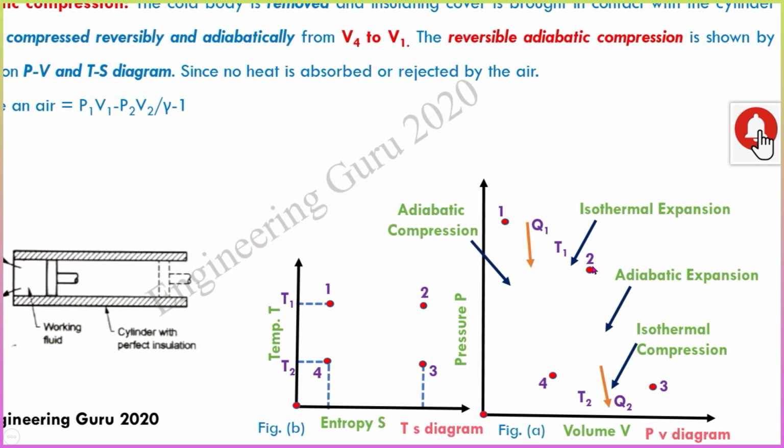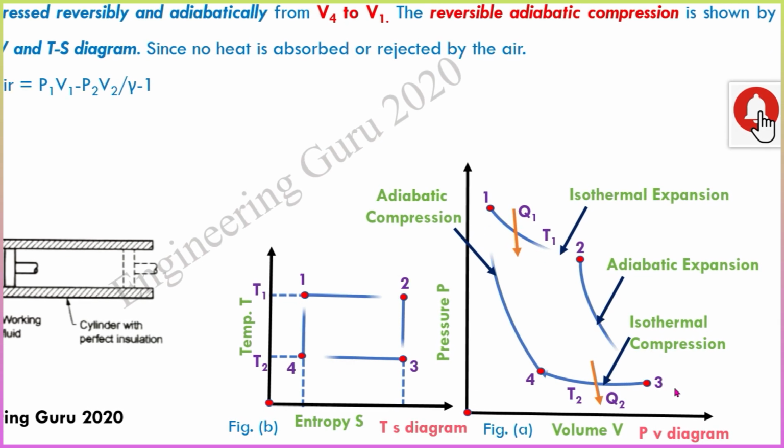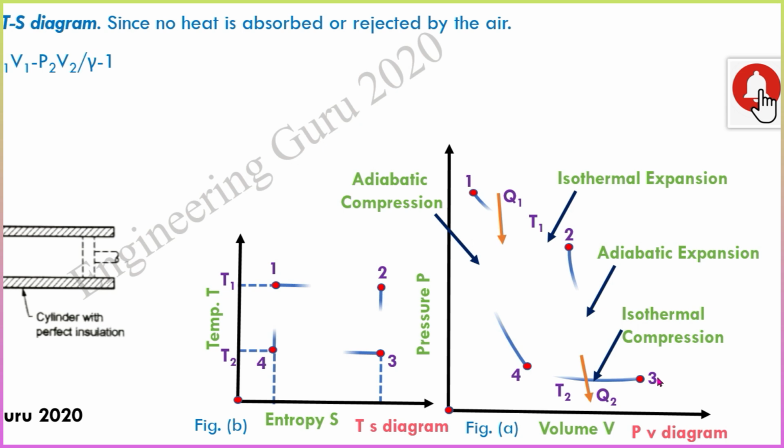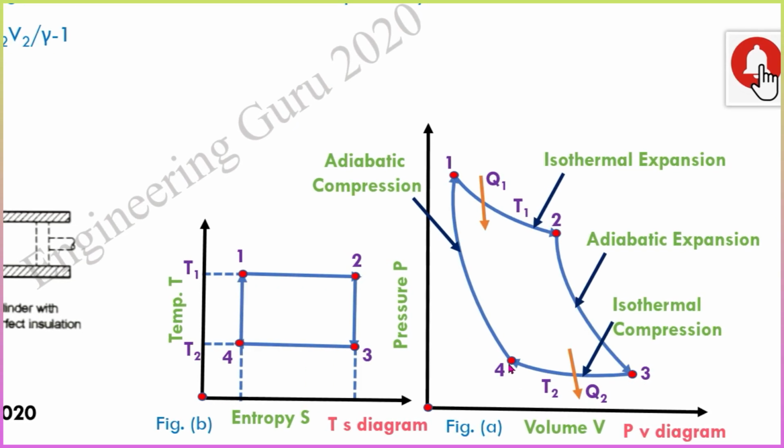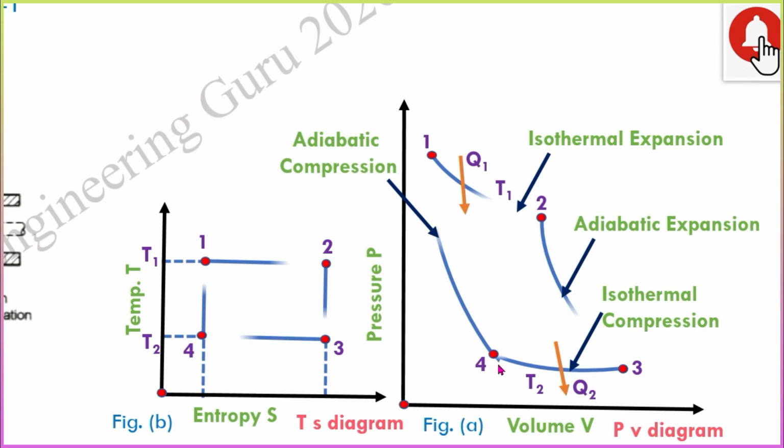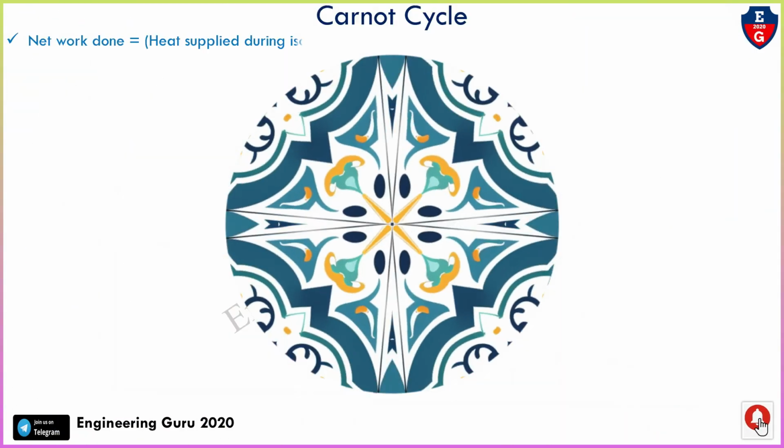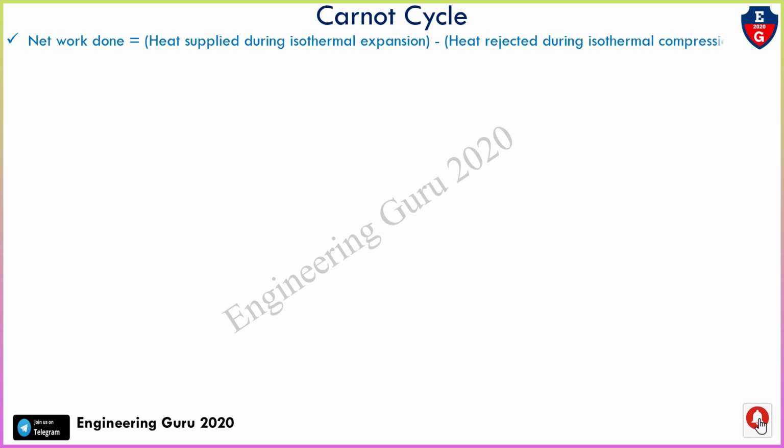During process 2-3 the volume goes from V2 to V3, then isothermal compression from V3 to V4, and finally adiabatic compression from V4 to V1. Net work done equals heat supplied during the isothermal expansion minus heat rejected during the isothermal compression. So we already see that during curve 1-2 the heat is supplied, and in process 3-4 the heat is rejected.